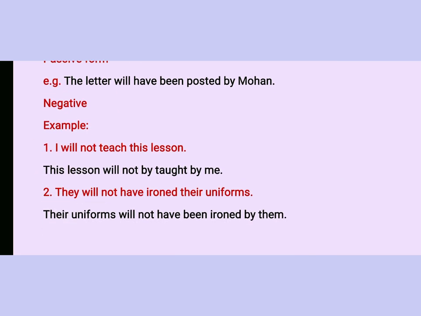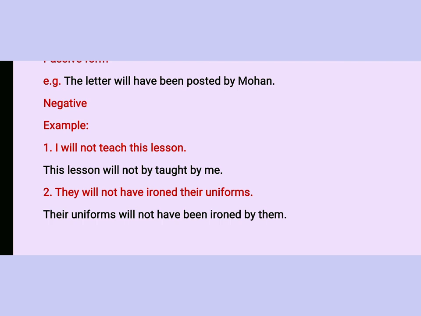So next is about the negative. If we have a negative sentence like, I will not teach this lesson. So first of all, my object would be my subject. This lesson will not be taught by me. There would be be. Okay, this lesson will not be taught by me. I changed I into me. By mistake I just wrote there by, it's the be word. Okay, this lesson will not be taught by me.